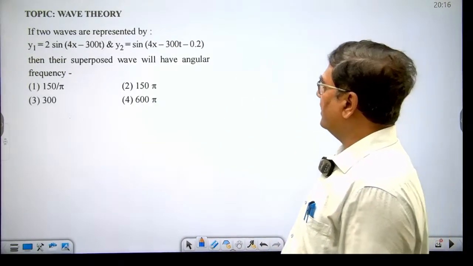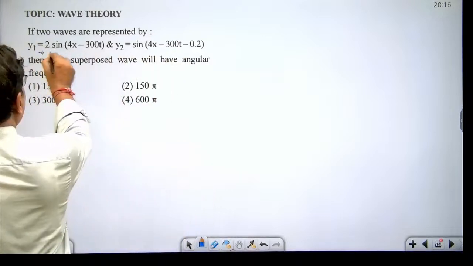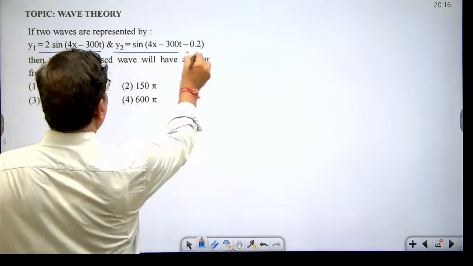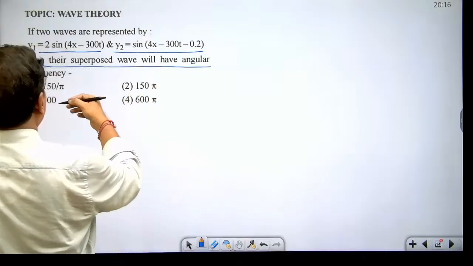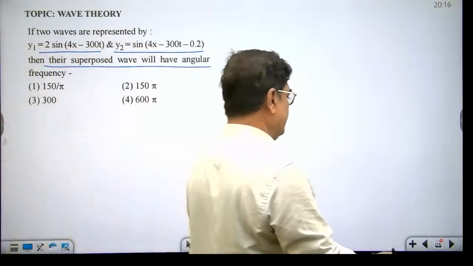If two waves are represented by y1 equal to 2 sin(kx minus 300t), y2 equal to sin(4x minus 300t minus 0.2), then their superposed wave will have angular frequency. This is direct question.